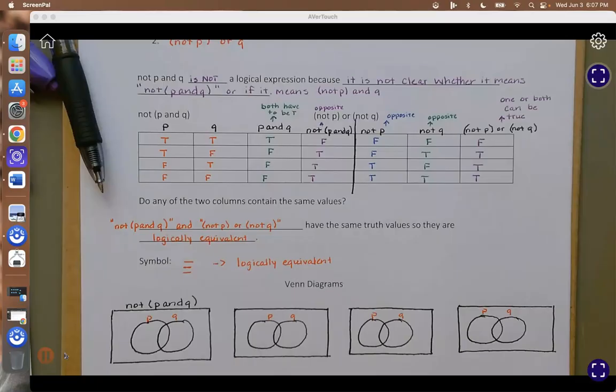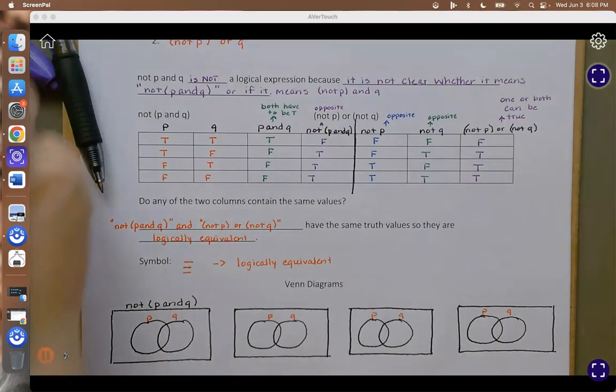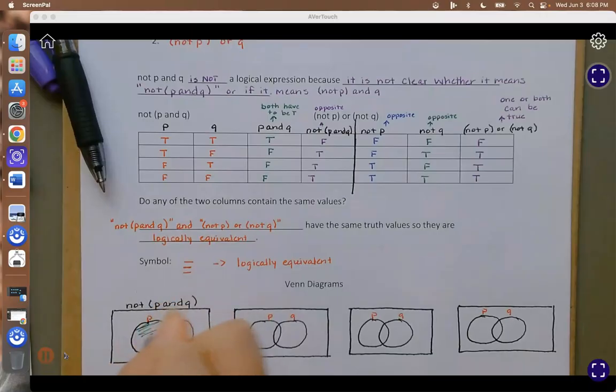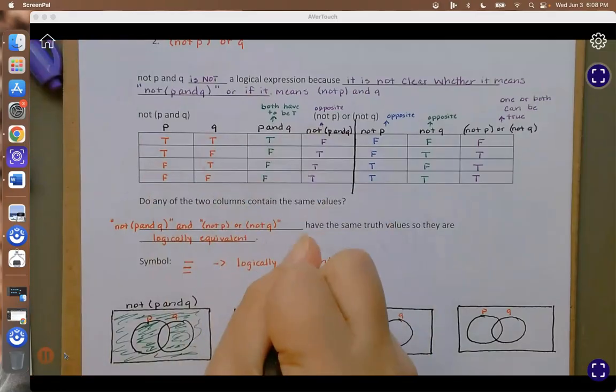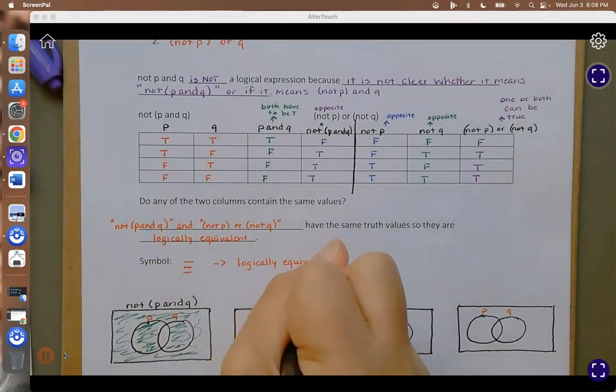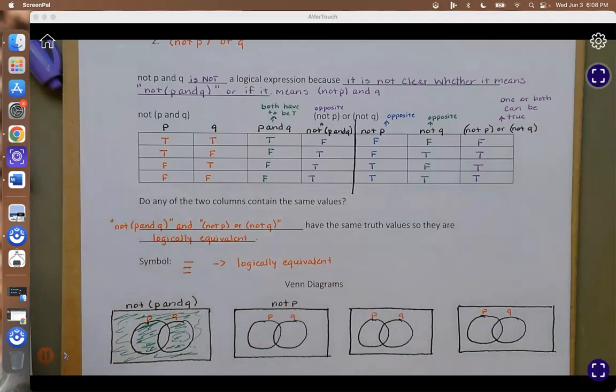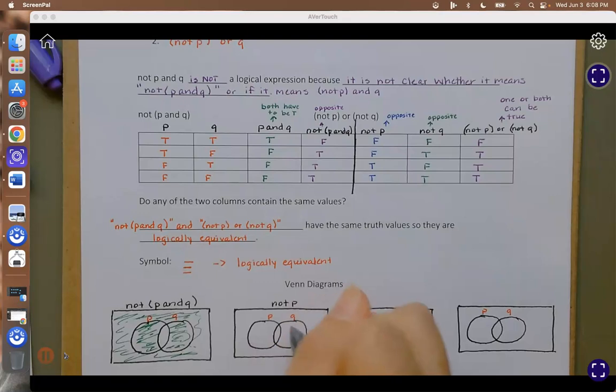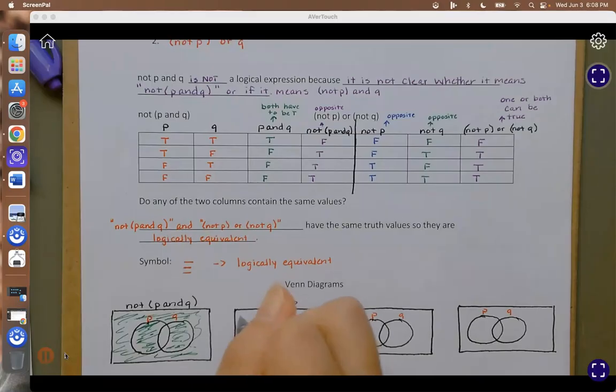So, all right, so not P and Q. So this part right here is P and Q. So it's not that. So it's everything but that. So it could be in here, and it could be all out in here, just as long as it's not in here. Okay, let's look at the other problem. The not P. So if it has anything to do with P, so anything to do with this circle, it can't be that. So it could be that or anything out here.